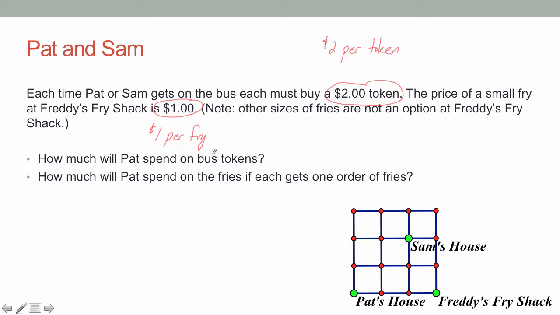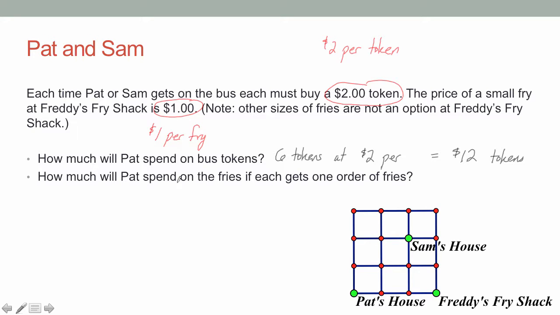How much will Pat spend on bus tokens? Well, let's think of that. We already know to go down, pick up Sam, and then for Sam and Pat to go to the Fry Shack is 3. And then to go back to everyone's house is 3 more. So there's 6 tokens at $2 per token. Well, Pat's going to spend $12. Remember, he's the nice guy paying everything. So $12 on bus tokens.